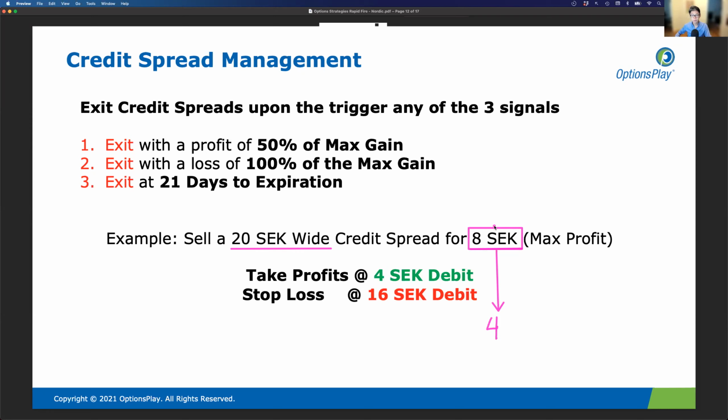Conversely, if I sell something for 8 and it increases in value to 16, what that means is I've lost 8 crowns on that trade. Now, 8 crowns, when I've collected 8 crowns, is 100% of my max loss. So that's why whenever you're trading these credit spreads, you want to set two trades, a take profit at 4 crowns and a stop loss at 16 crowns, because at 4 crowns, I've made 50% of my max gain. At 16, I've lost 100% of my max gain.